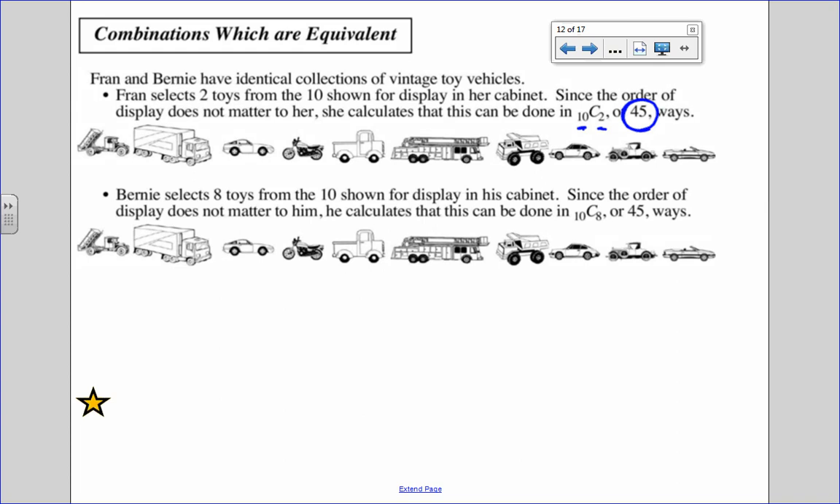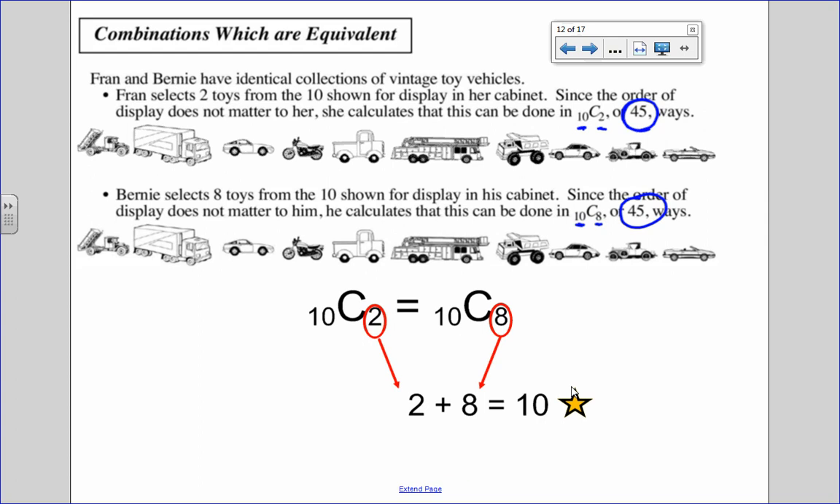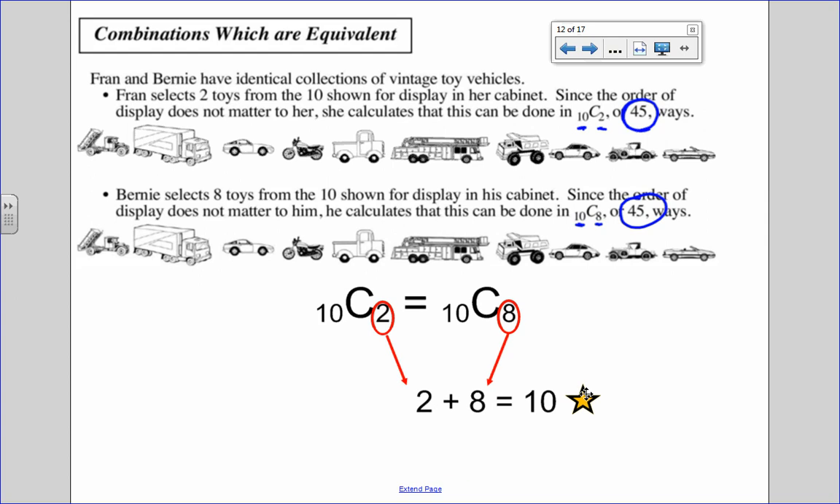Now Bernie, however, he wants 8 cars. So he's going to select 8 cars from his selection. So he has 10 cars. He wants to select 8 of them. So he plugs into his calculator 10C8 and he gets 45. So those are equivalent combinations.